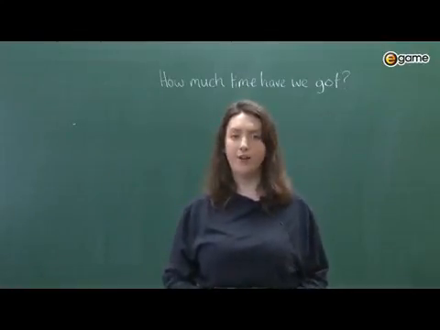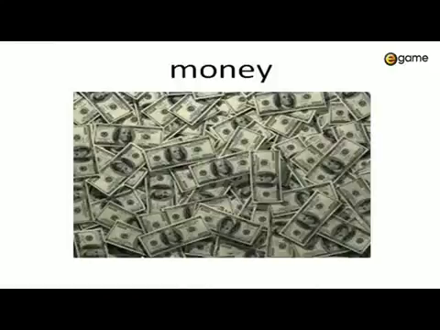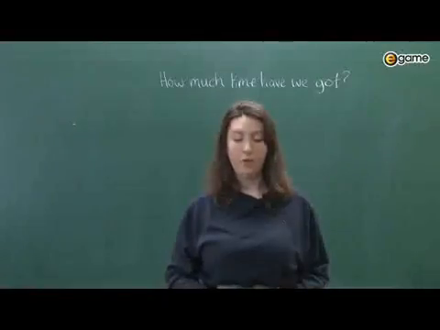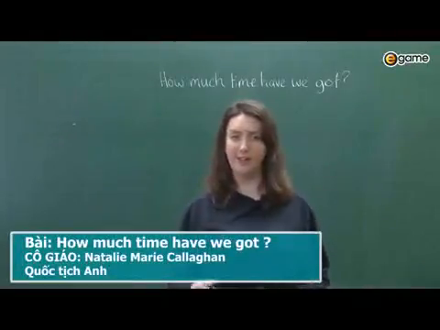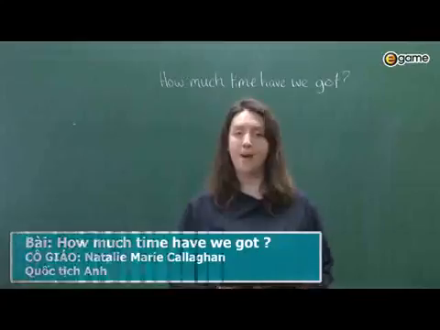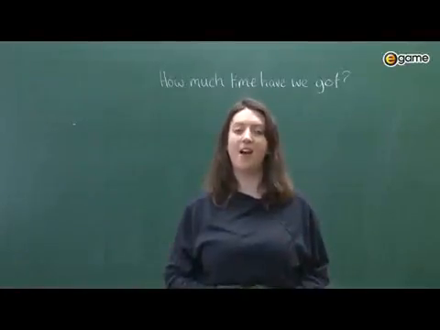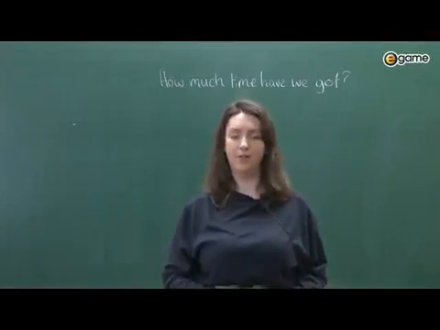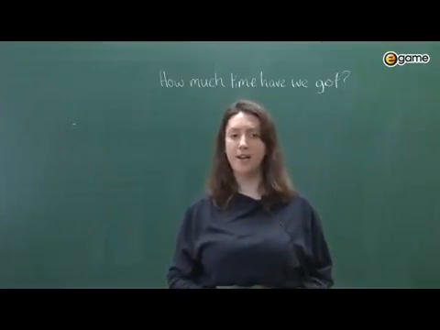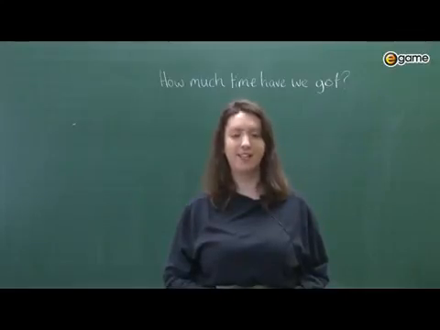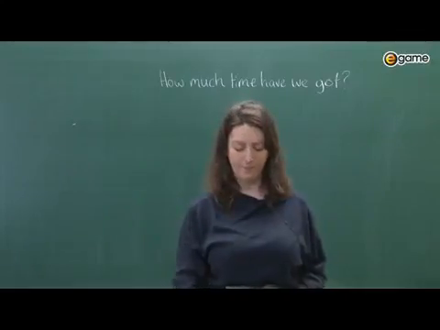The first one was money. So we can count banknotes and we can count coins. But altogether, money, it's uncountable. We don't say monies, we say some money, lots of money, and so on. So money is uncountable.